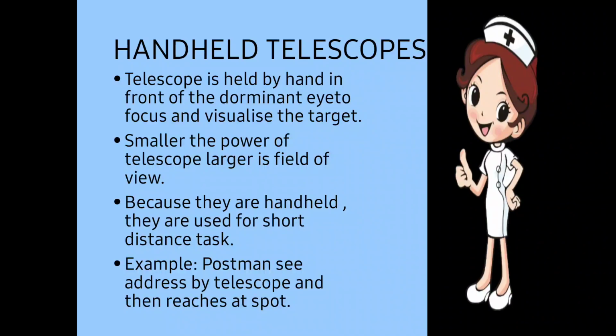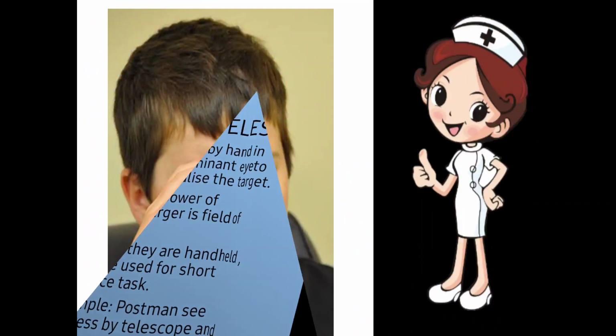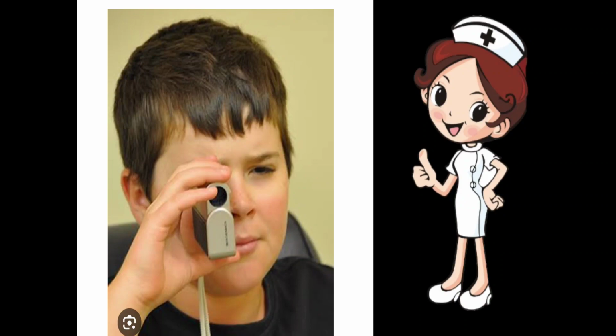Smaller the power of the telescope, larger is the field of view. The smaller the power, the more area of field of view it will cover. Because they are handheld, they are used for short distance tasks. For example, to see an address or a poster by telescope. This one is the handheld telescope which the person holds in the hand and looks at the distance whatever he or she wants to see.